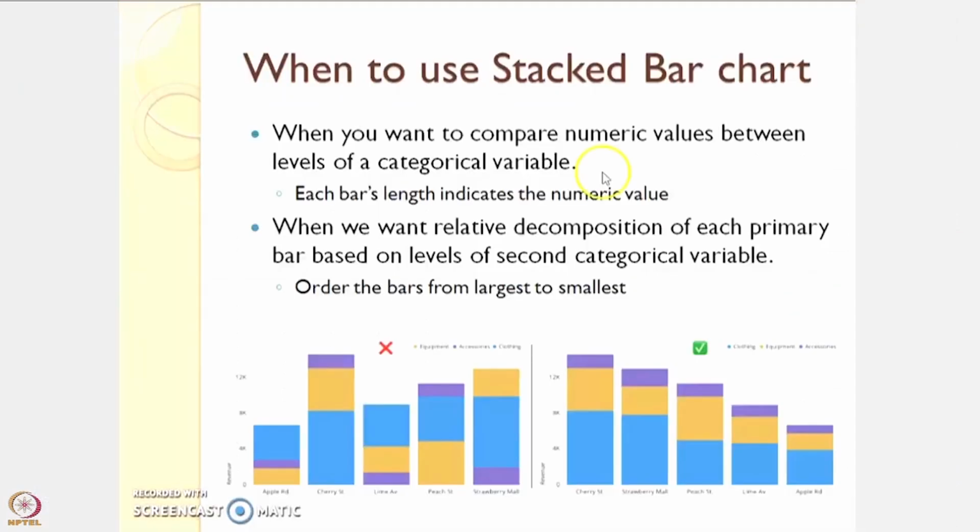Next we'll look at stacked bar chart. So you use stacked bar chart when you want to compare the numeric values between the levels of the categorical variable. That is, each bar indicates a numerical value. So when you want the relative decomposition of each primary bar based on the levels of the second categorical variable, we use a stacked bar chart. That is, the order of the bar is from the largest to the smallest.